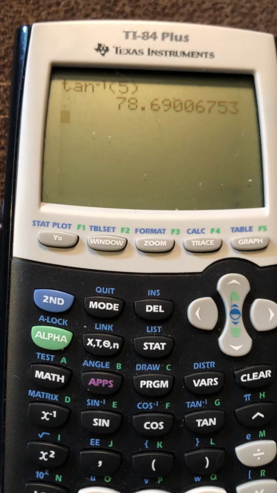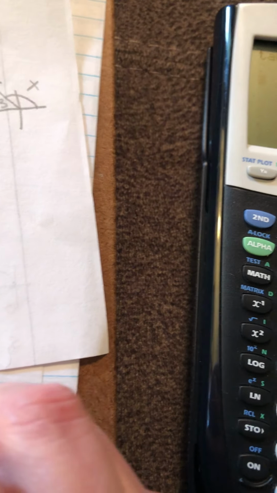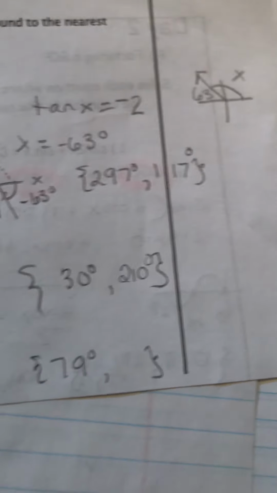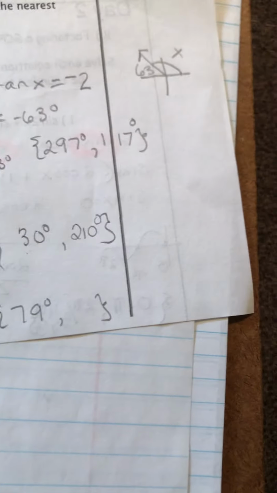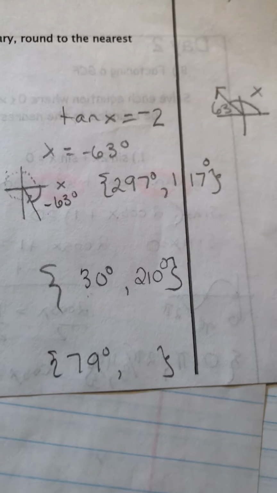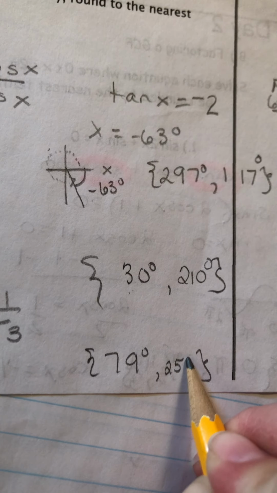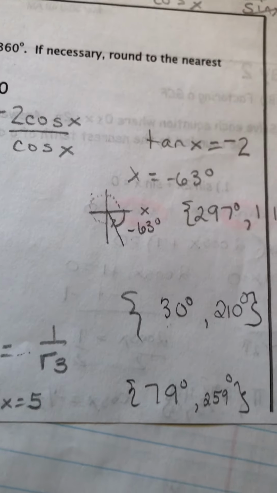We're going to round. Let's round to 79 degrees. So 79 degrees is your answer here. And let's see. Tangent is positive in quadrant number 1 and 3. So if we add 79 to 180, we'll get the quadrant 3 angle, which is 259 degrees.